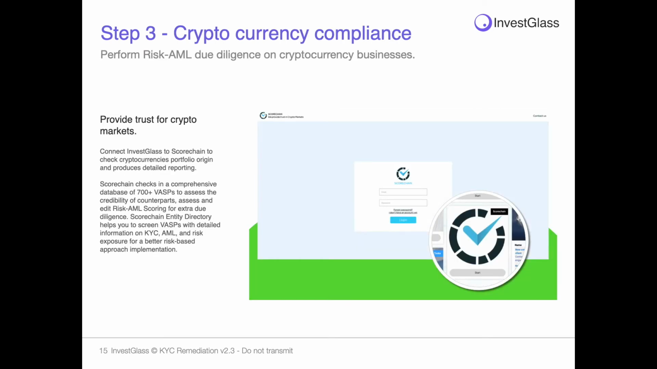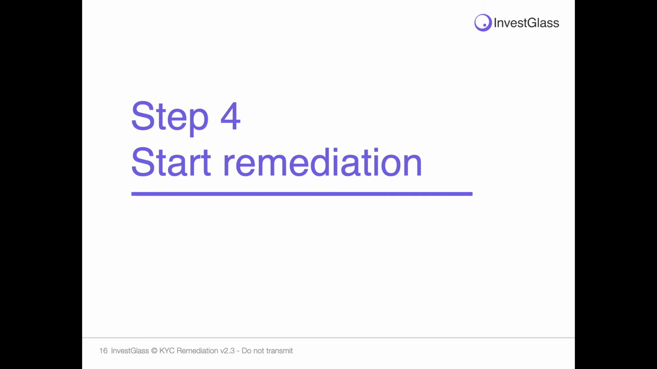We also have a fantastic tool to check the portfolios. So if you're dealing with cryptocurrencies, we are working with ScoreChain. ScoreChain is perhaps one of the best KYC portfolio tools for cryptocurrency, and the results are produced in the form of PDF, or you can connect them directly into the InvestGlass API to have, I would say, a transparent audit trail and contact notes. So now the fourth step is start remediation.